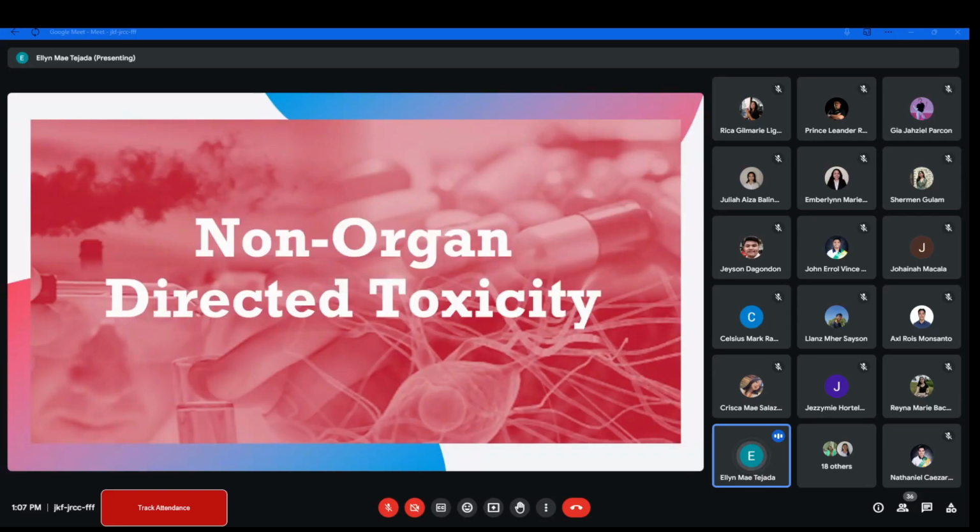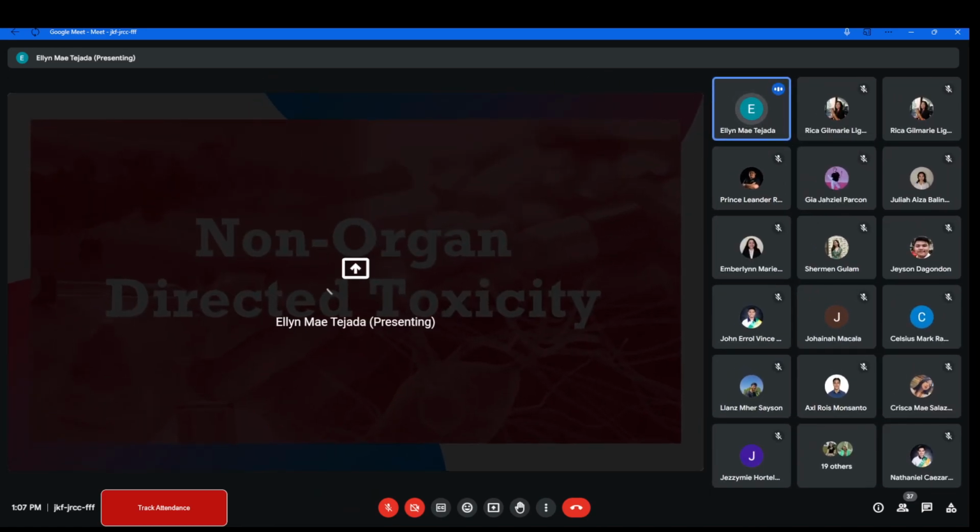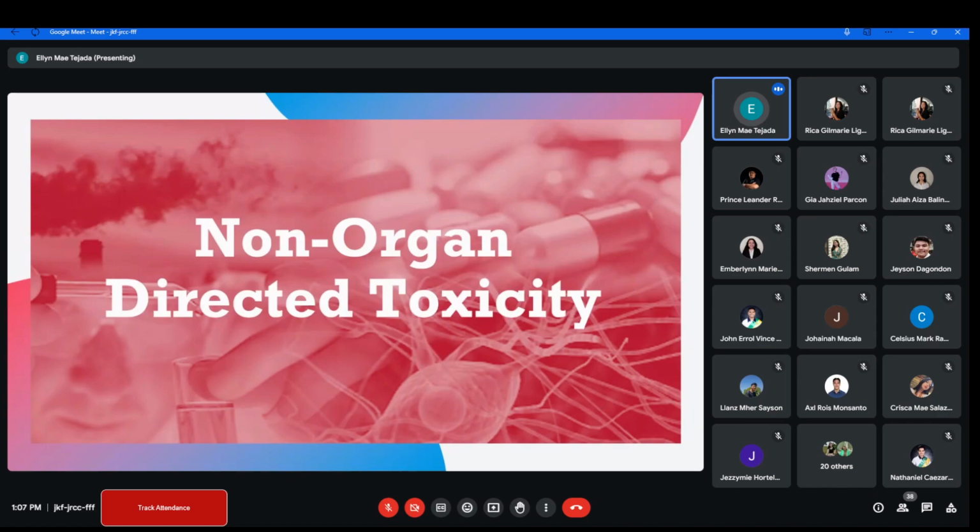Non-organ directed toxicity. So in this topic, we will tackle toxicity that does not affect any organ, but rather affects the cells, genes, and developing fetus. So in our discussion, it will be divided into three categories: neurogenesis, genetic toxicology, and then developmental toxicology.